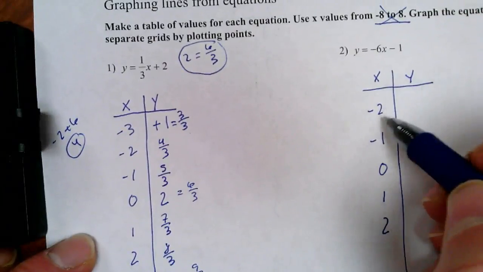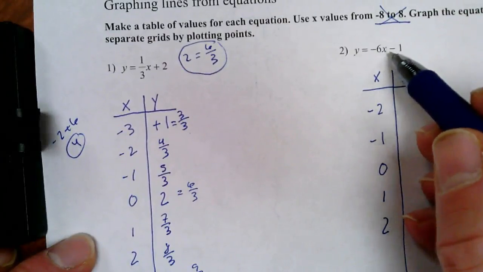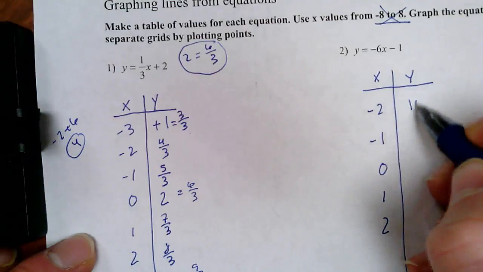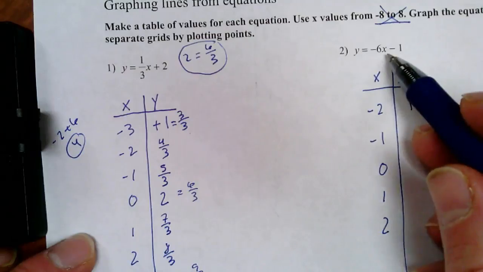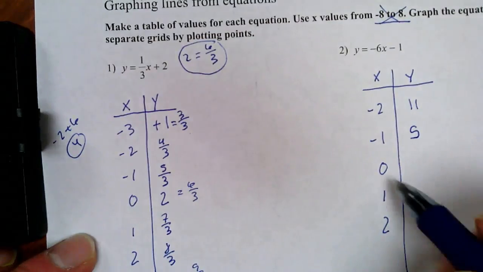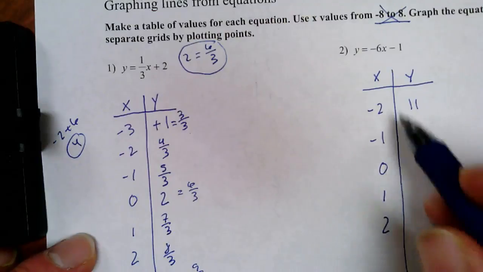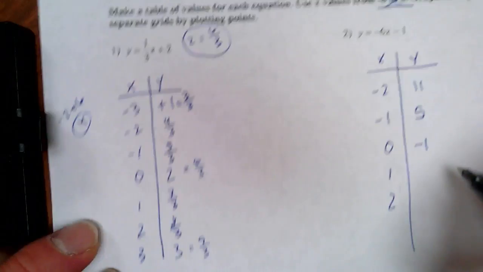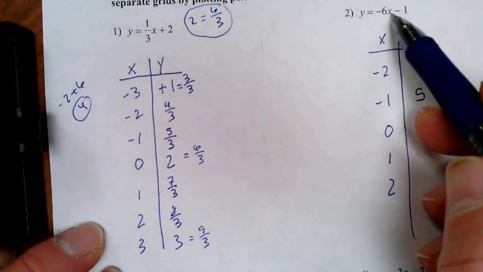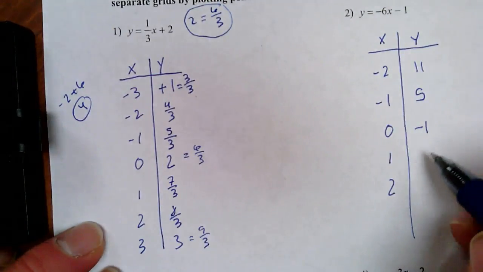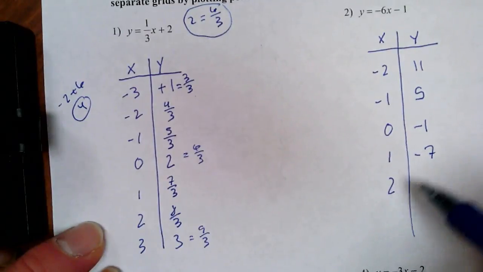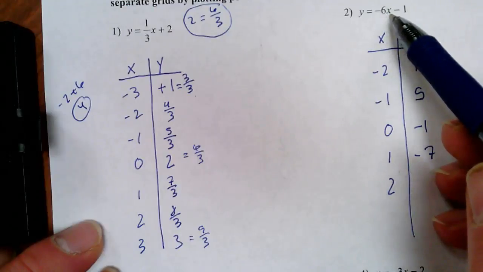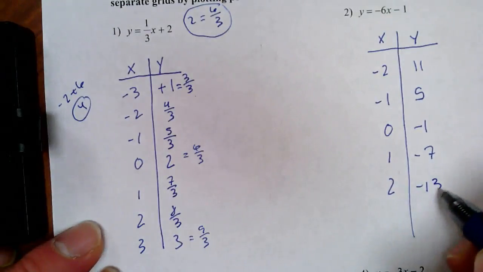So we have, let's see, -2, replace the x with a -2. -2 times -6 is 12, minus 1 is 11. Negative 1 times negative 6 is positive 6. Minus 1 is 5. And 0 times anything is 0. Minus 1, negative 1. 1 times negative 6 is negative 6. Minus 1 is negative 7. Again, you go ahead and use your calculator for this. 2 times negative 6 is negative 12. Minus 1 is negative 13. There you go.